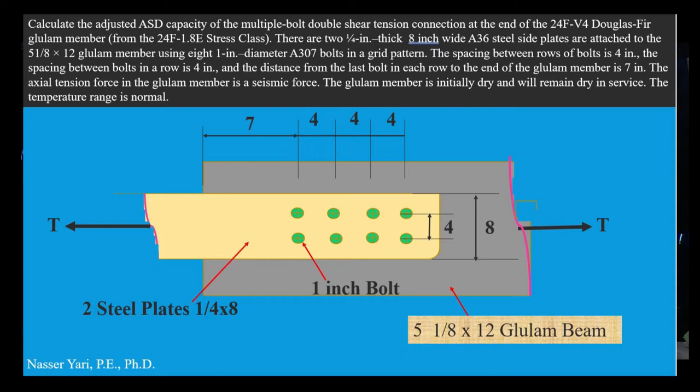So if you look at the problem we have, we have these two steel plates, about 1/4 inch by 8 inch wide, and four rows of 1 inch bolts, and then the glulam is 5 1/8 by 12 inch. The spacing between the bolts, both horizontally and vertically, is 4 inches each, and the spacing between the last bolt and the end of the glulam is 7 inches. All right, so let's get to work.